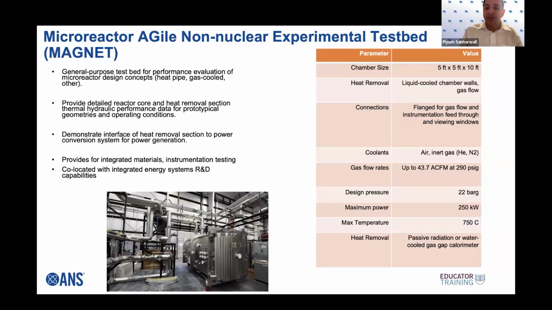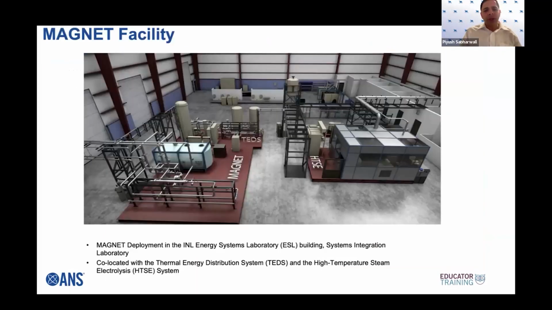Now we can test in a much more challenging environment. And there, as you see, the test article chamber size is 5 by 5 by 10, which is pretty substantial. Now, where am I going with all this, right? The way this facility is located, it's in a building called ESL, which is the Energy Systems Lab at INL. It's located next to TEDS and HTSE. Now, Magnet, think about this.